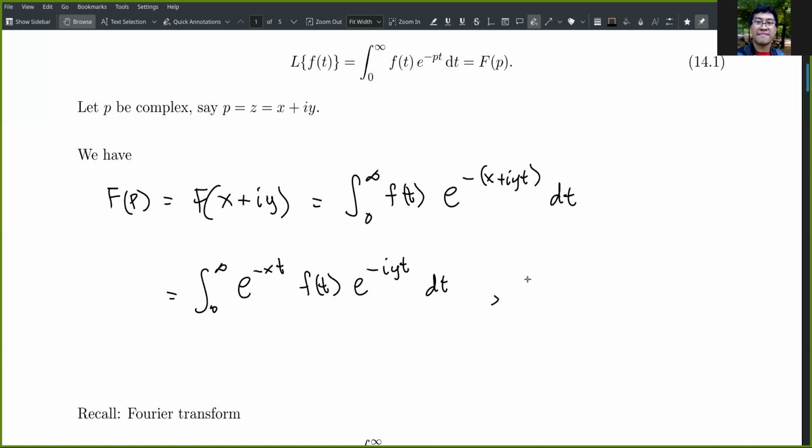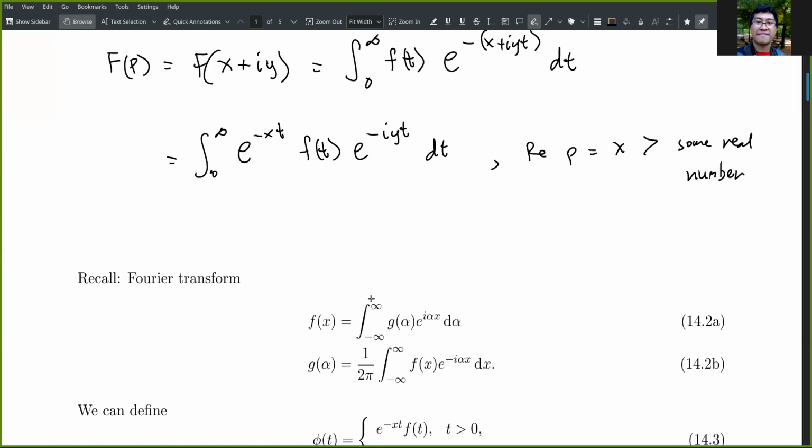With the condition that the real part of p, which is x, is greater than some real number. The simplest case, x greater than 0, so that this will turn out to be convergent as t approaches infinity. So here, if you recall the Fourier transform, if you want to transform f(x) into g, you just use this formula here.